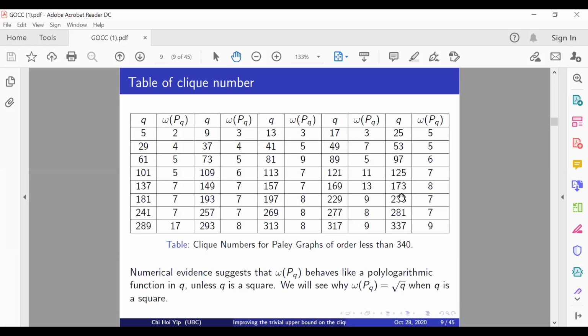And you cannot say that if p increases, the clique number must increase, because that's closely related to the distribution of the quadratic residues. And we don't have a theorem that says the distribution of the quadratic residues for large primes behaves very similarly to small ones.